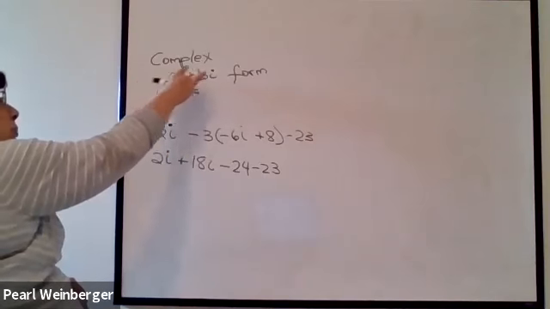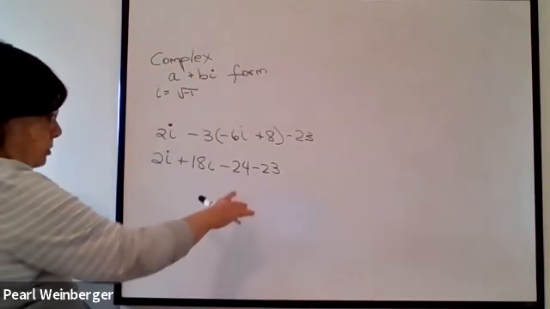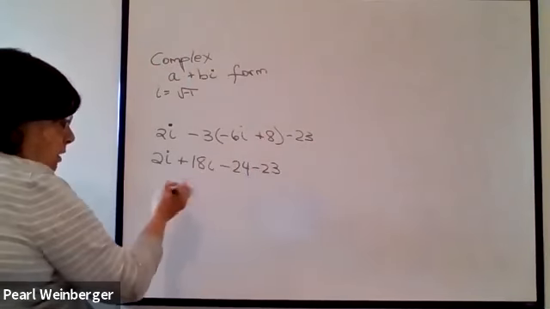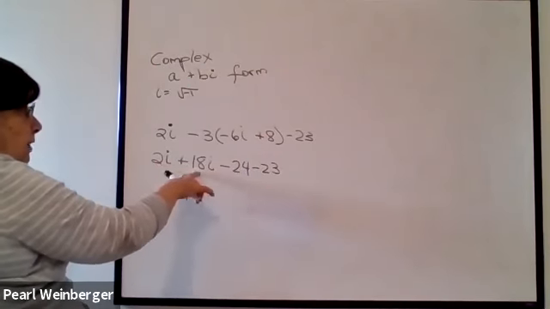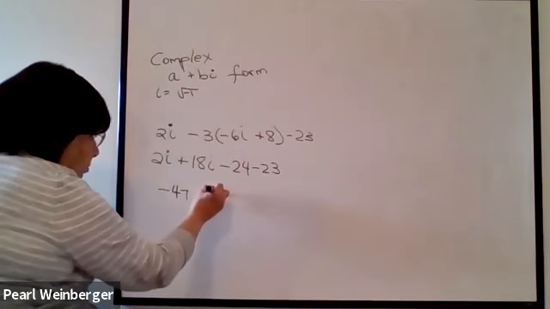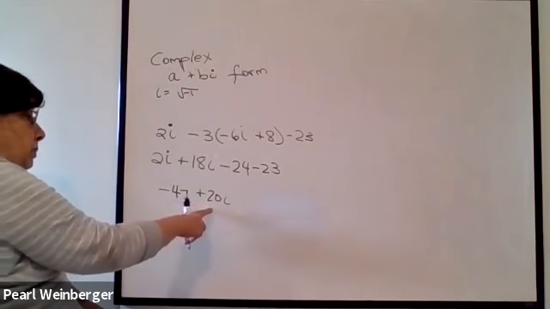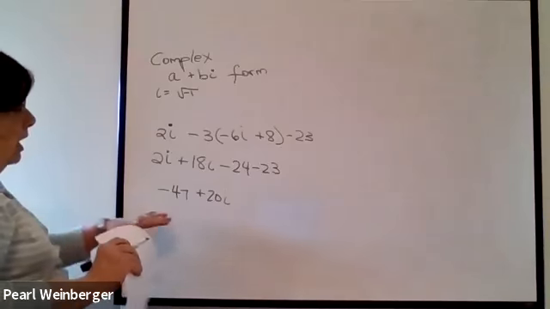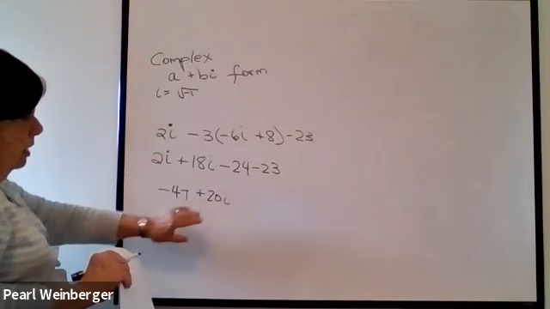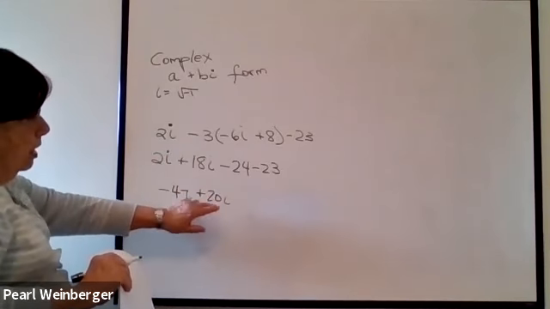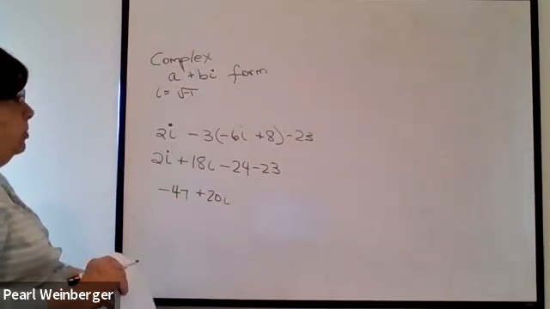We want to put our answer in what we call a plus bi form, which means put the numbers that don't have i first. That's negative 24 and then negative 23, which gives us negative 47. And the i numbers, the 2i and the 18i, is just 20i. It's regular algebra. So my answer comes out to be negative 47 plus 20i. This is a complex number because it's a combination of a real part, the negative 47, and the i part, the 20i. Notice that's why it's called a plus bi form.